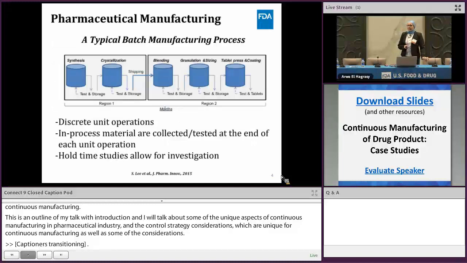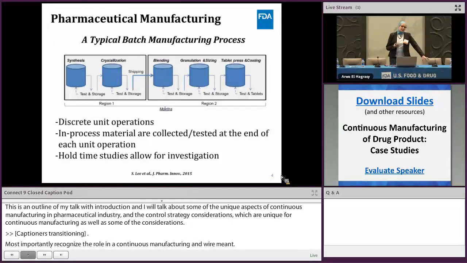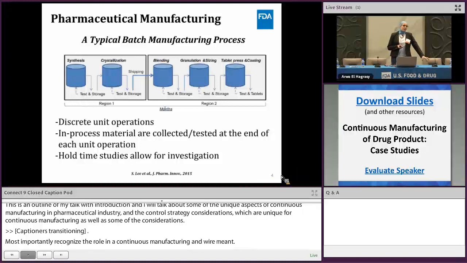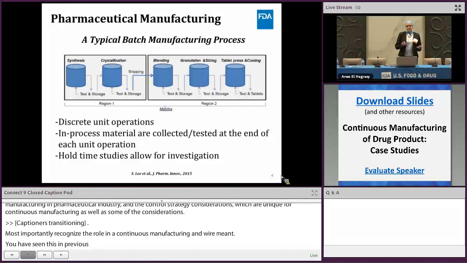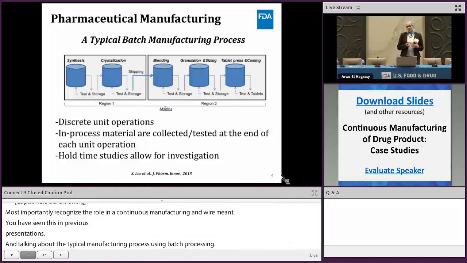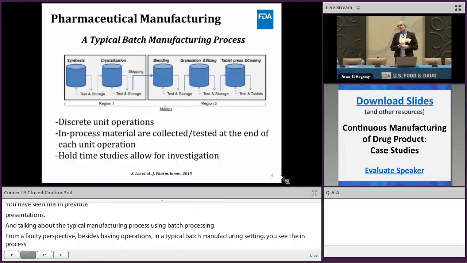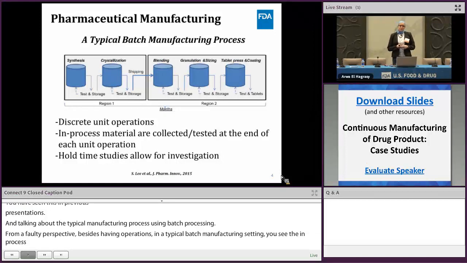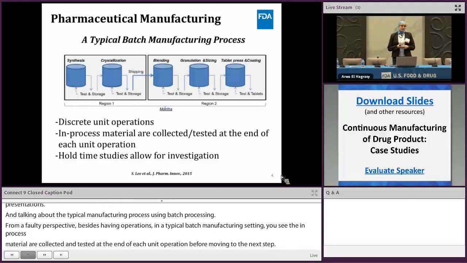You've seen this schematic in the previous presentation, illustrating the typical manufacturing process using batch processing. And from a quality perspective, besides having discrete unit operations, in a typical batch manufacturing setting, you see that the in-process materials are collected and typically tested at the end of each unit operation before moving on to the next step. And usually the hold time between the individual steps would allow for investigation in case you end up with some out of specification results.